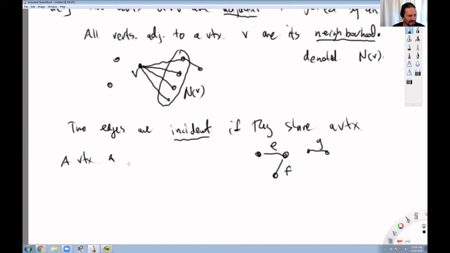All right. A vertex and an edge are incident.